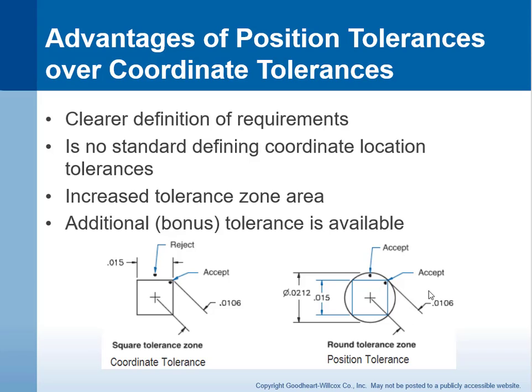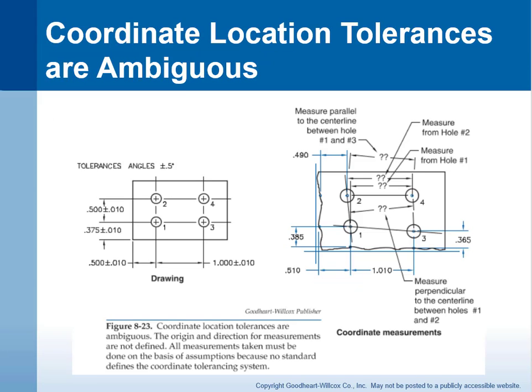But when we go to GD&T, we use a positional tolerance, and then we define that positional tolerance to be a diametrical shape. And so therefore we pick up a little bit more area. But to me, that's not the biggest thing. The biggest thing is right here. Coordinate location tolerances are ambiguous.